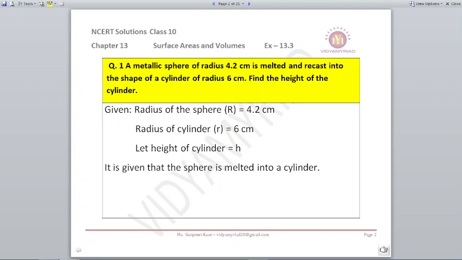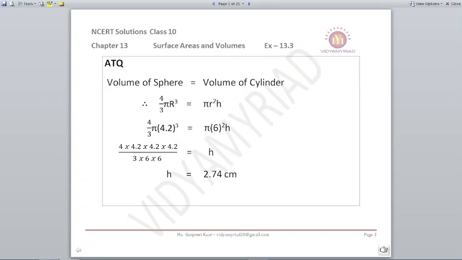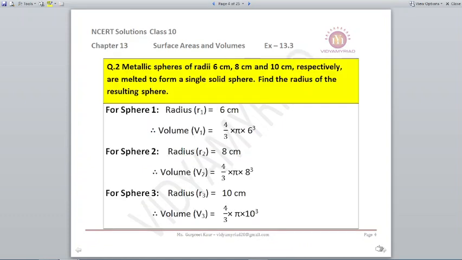So what we are going to do here is, we will find the volume of the sphere. The volume of the sphere will be equal to the volume of the cylinder. So that is 4 upon 3 pi r cube will be equal to pi r square h. We have the information with us. We can find out height by using it where pi gets cancelled. On solving, we reach to height as 2.74.